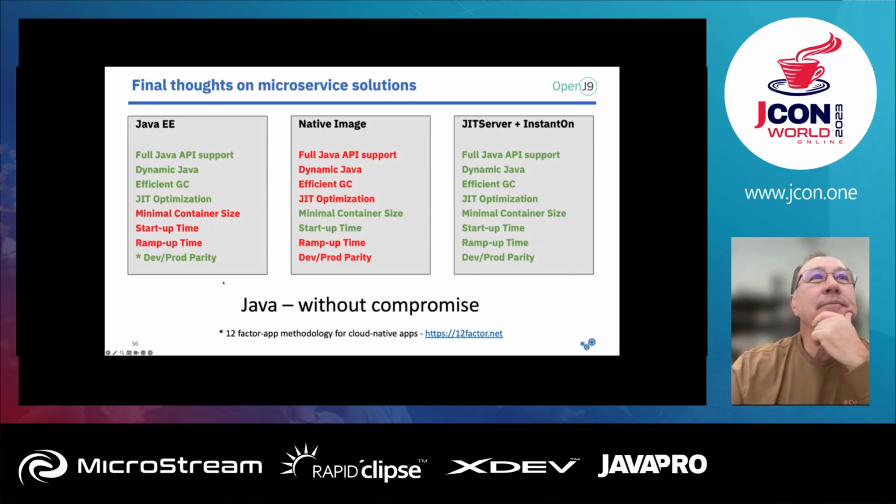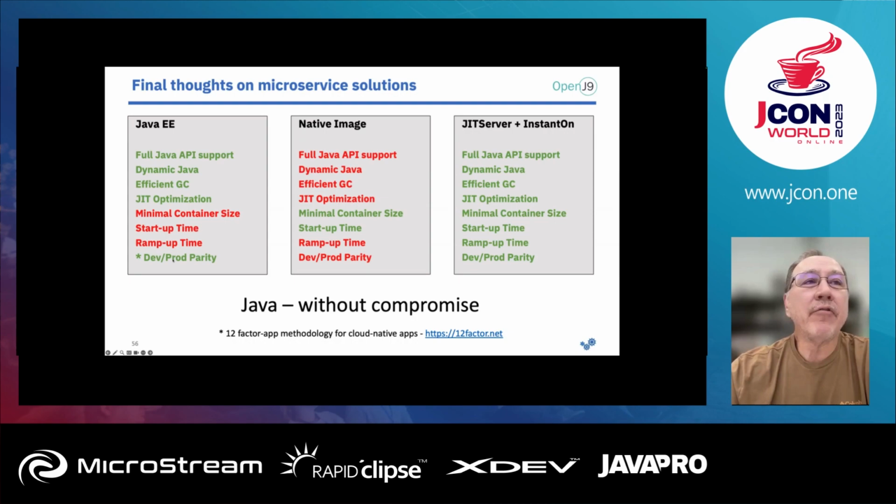So let's take a look at a typical Java application. It has full support of all the Java APIs available. It has dynamic Java through reflection and creating dynamic objects. It has a real efficient garbage collection to the JVM, and it has that JIT optimization, of course, right? The longer it runs, the better it runs. But when we're talking about containers, we do not get minimal container size. We have slow startup time and ramp up time.